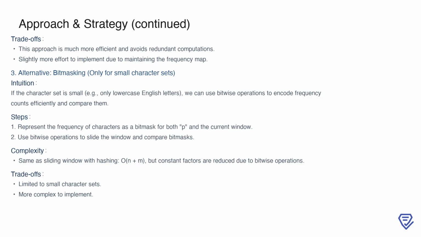However, bit masking has its limitations. It is only applicable for small character sets and can be more complex to implement compared to hashing. While it provides a faster solution in specific cases, its lack of generality makes it less practical for broader scenarios.